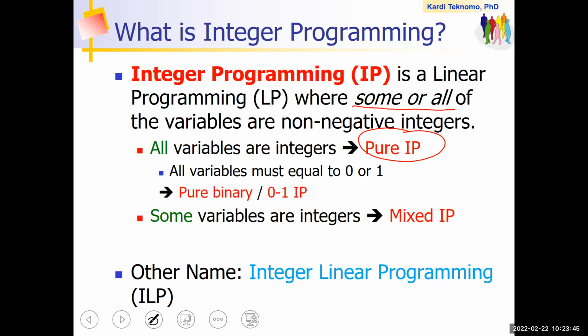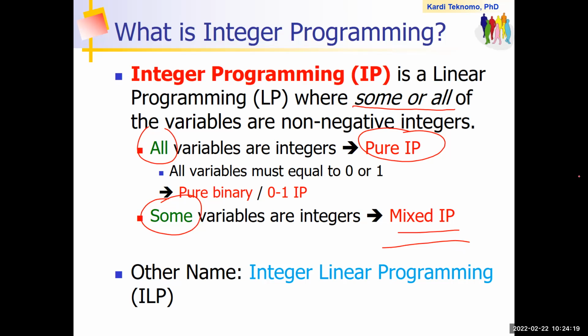So in this case, all variables must be equal to 0 or 1. So this is called pure binary, or 0-1 IP. If some, instead of all, of the variables are integer, we call this mixed IP. Another name for this is integer linear programming. So basically this is linear programming, but some or all of the variables are integer.